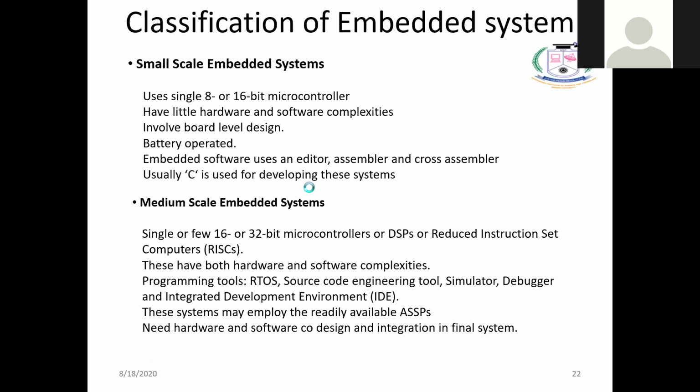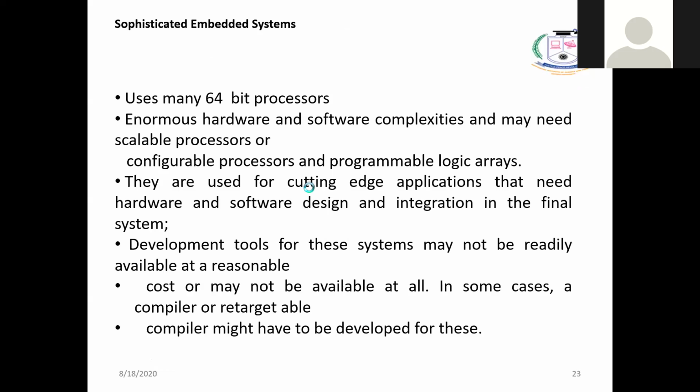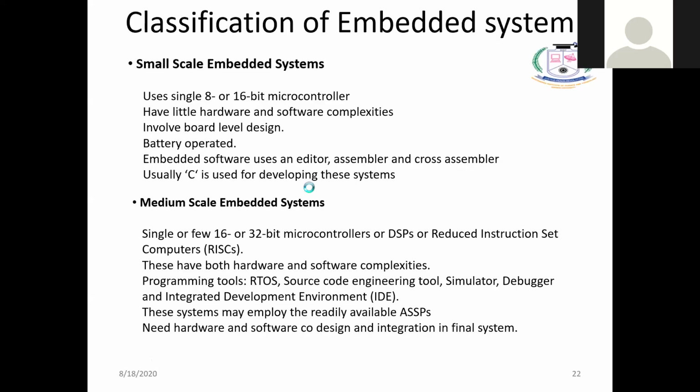Now we will classify the embedded system: small scale embedded system, medium scale embedded system, and sophisticated embedded system. These are the three types, depending upon the bit. Now, we were seeing the difference between microprocessor and microcontroller. In the first two units we are studying 8051. 8051 is an Intel microcontroller. What is the length of the microcontroller? 8-bit. Can you understand? It is an 8-bit microcontroller.